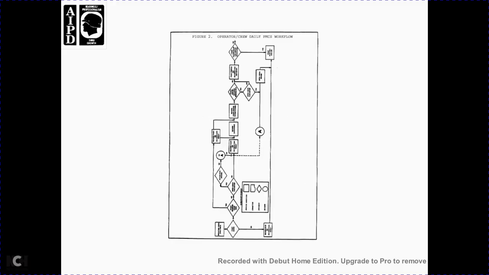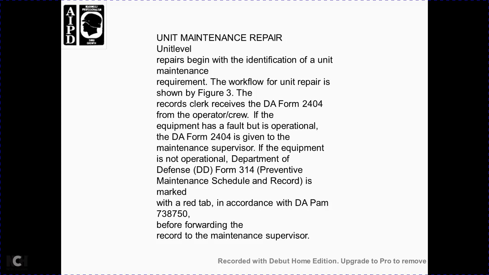Personnel of the maintenance cycle, your operator crew, daily preventive maintenance check services. Unit maintenance repair: the unit level of repair for the identification of the unit maintenance requirement. The workflow of the unit repair is shown in Figure 3. The record clerk receives the DA Form 2404 from the equipment operator crew with the equipment involved in the operation. The DA Form 2404 is given to the maintenance supervisor. The equipment that is non-operational gets the Department of Defense Form 314, the preventive maintenance check schedule and record, marked with the red tab, in the corner of the DA PAM 738-750.